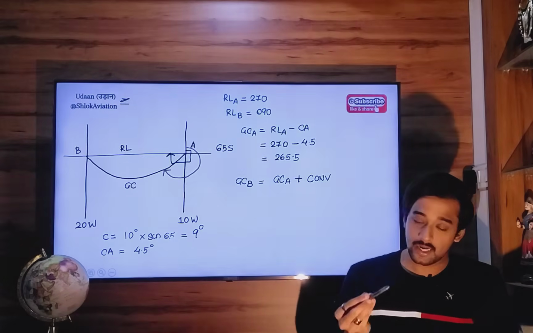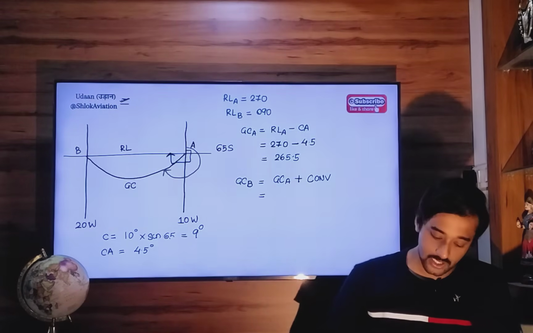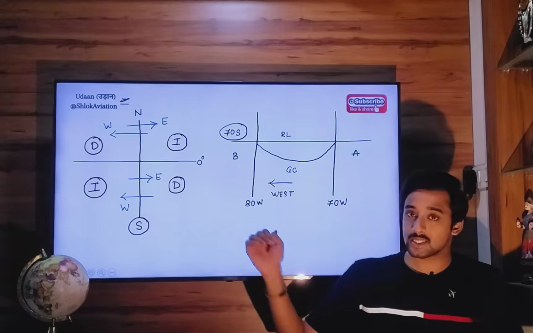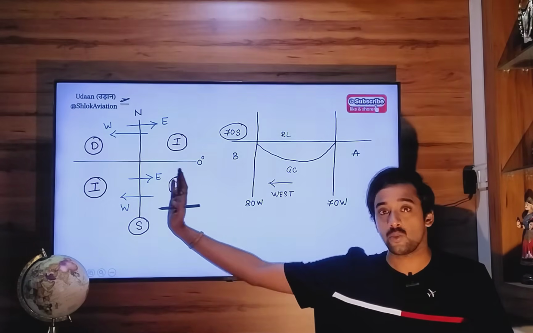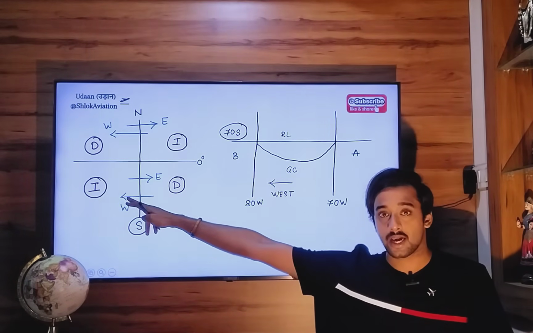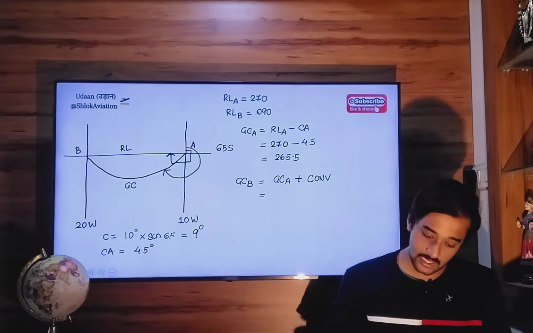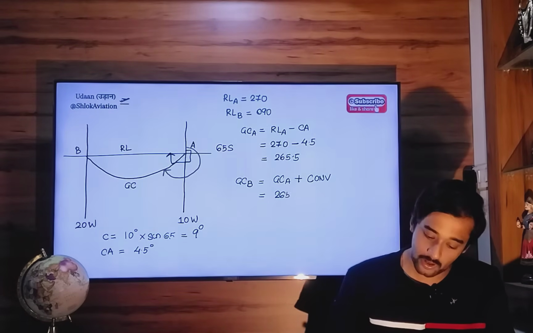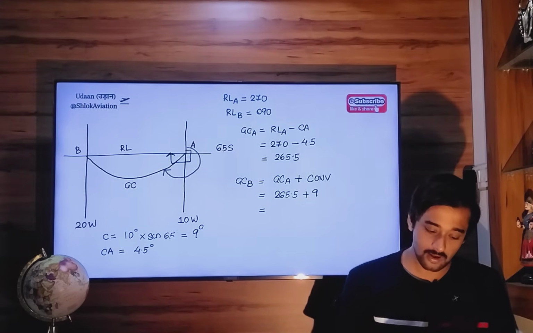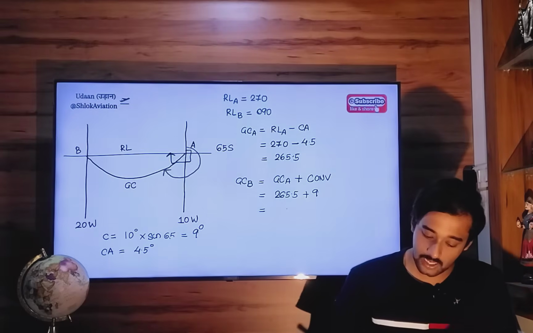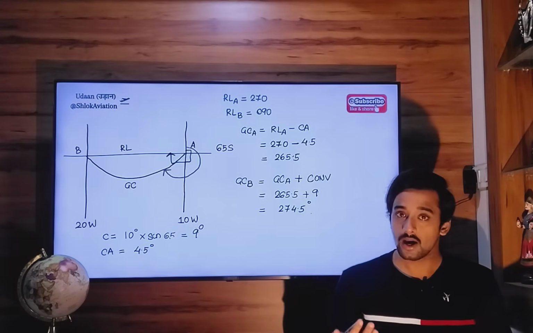Okay, so to find that direction, we will have to add convergency. Why add? Because we are in the south hemisphere and we are traveling westerly. So our great circle track at destination will increase. Okay, so great circle track at A is 265.5. Our convergency is 9. So 265.5 plus 9 is 274.5. So this is your answer.